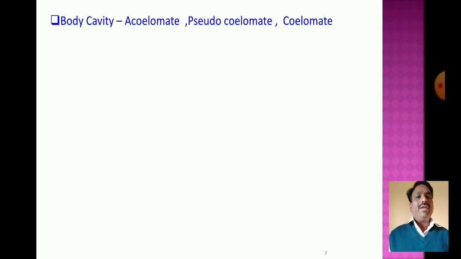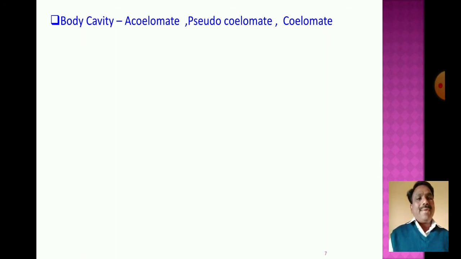Now let's discuss the body cavity. What is meant by the body cavity? The presence or absence of a cavity between the body wall and the gut wall is very important in classification. The body cavity which is lined by the mesoderm is called the coelom.